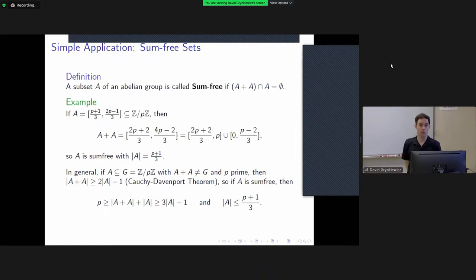Maybe that won't even be possible. It is possible, for instance, in this example here. We get this trivial upper bound. We apply the Cauchy-Davenport theorem to estimate A plus A from below, and we get 3 times the cardinality of A minus 3. And so that rearranges to saying A has size at most (p plus 1) over 3. So density 1 third is really optimal.